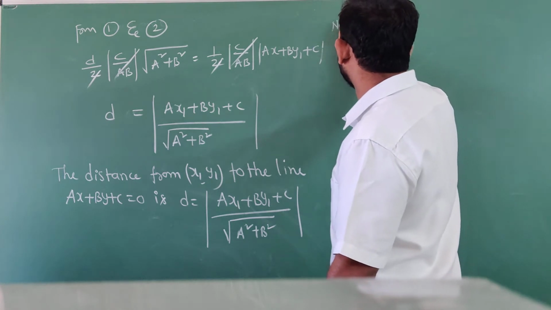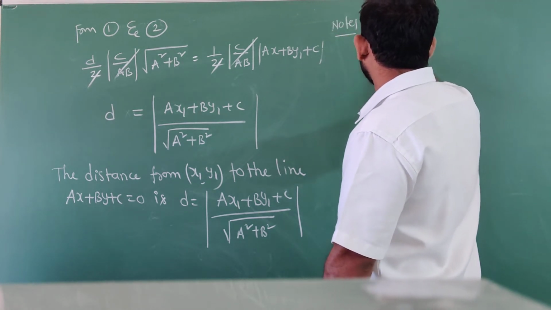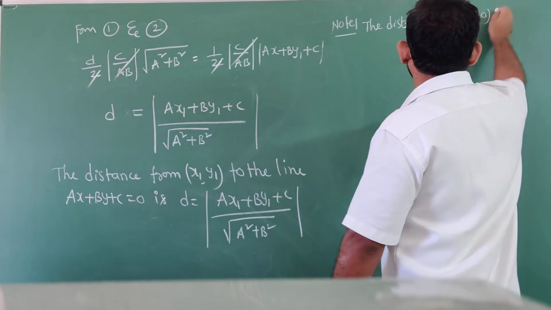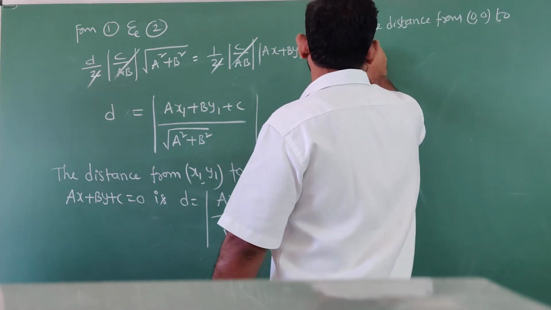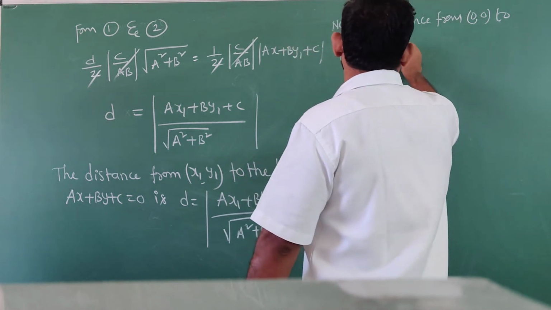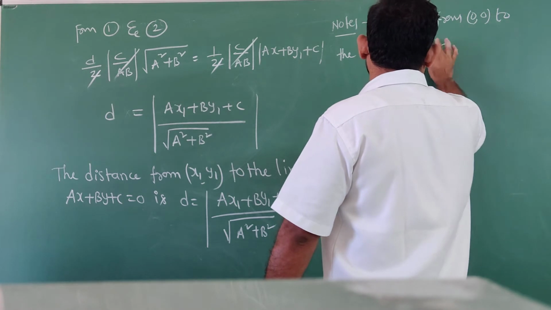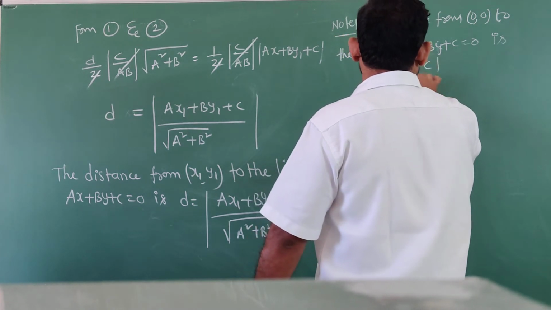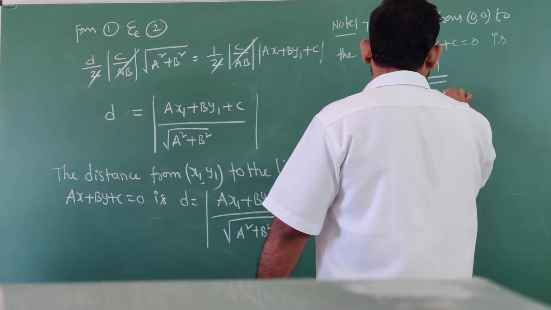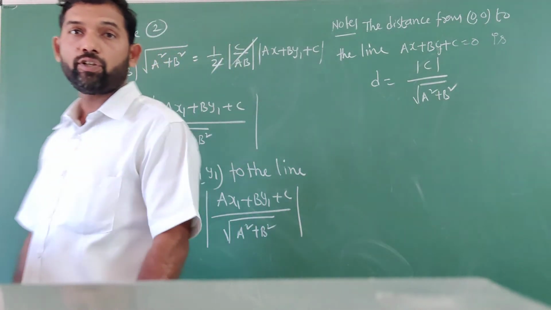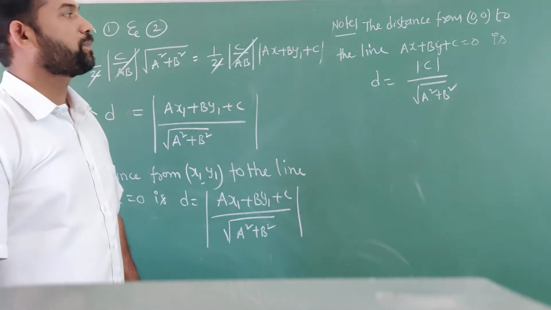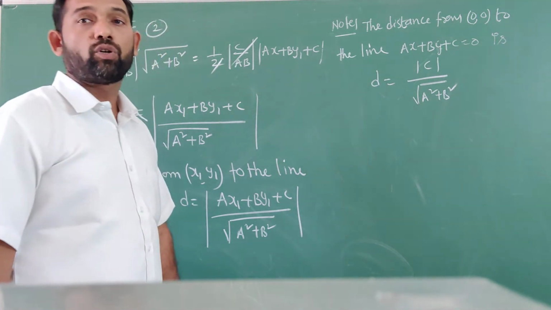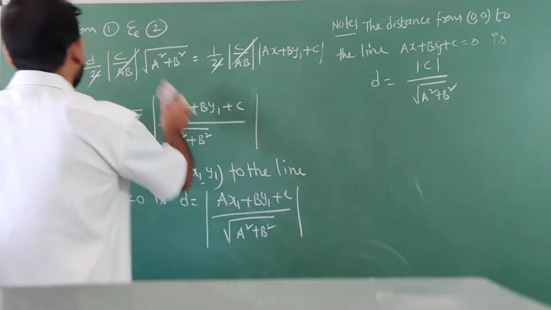So note this point. The distance from 0, 0 to the line ax plus by plus c is equal to 0 is d is equal to modulus of c divided by root over a square plus b square. Understand? Note down fast.